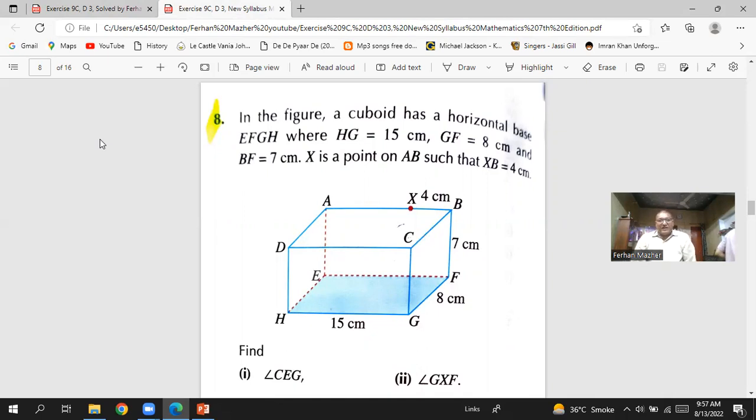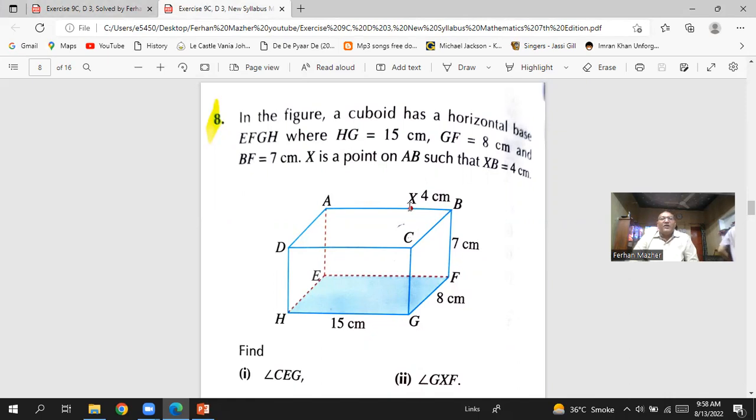In the figure, a cuboid has a horizontal base EFGH, where HG is 15 centimeter, GF is 8 centimeter, and the BF is 7 centimeter. X is a point on the AB such that XB is 4 centimeter. So on the roof from B, if you go towards A, 4 centimeters away from the B is a point X. Okay. So first question is find the CEG.